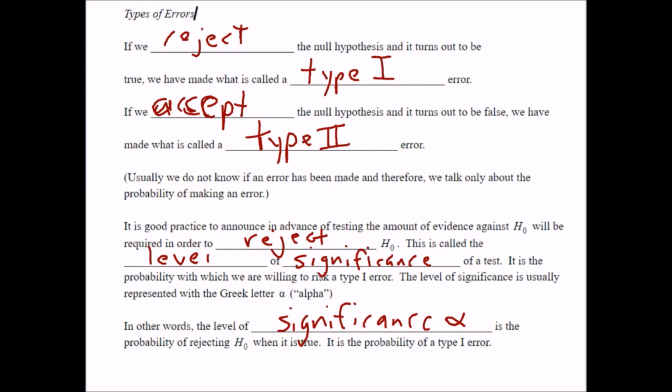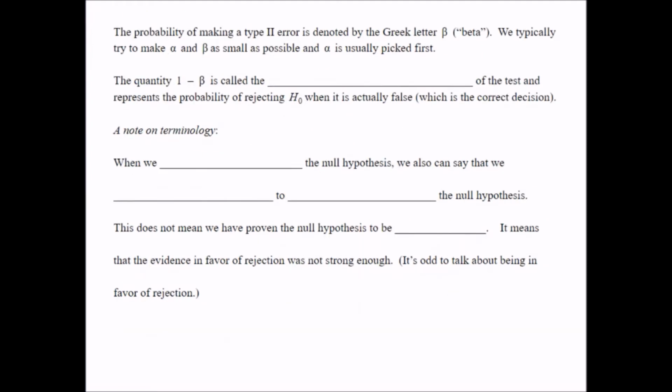Now, for a type 2 error, there is a probability for that. And we use the Greek letter beta. So it looks like an uppercase B with a little tail on it, and it's beta. In fact, those are the first 2 letters of the Greek alphabet, alpha, beta. Alphabet, get that. We typically try to make alpha and beta as small as possible, and alpha is usually picked first. So we actually pick the alpha.